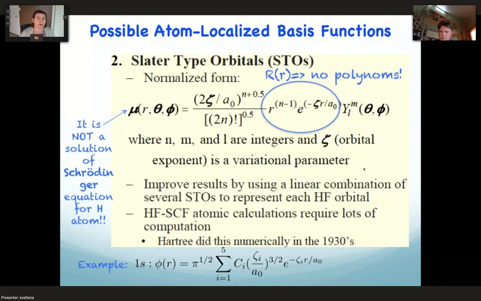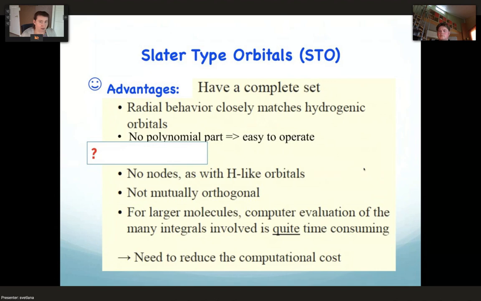Okay, so the advantages of the Slater-type orbitals. It's a complete set, which means the more the better. The more of them you introduce, the more accurate results you will get. The radial behavior is close to the actual radial behavior of hydrogen-like orbitals, the solution of the hydrogen atom. By reducing the polynomial part, you reduce the mathematical cost of doing this calculation, so it's easy to operate. However, the disadvantages: there are no nodes, which have to be present in the real functions if you really solve the Schrödinger equation for hydrogen. They are also not orthogonal anymore, and this is also really problematic for these functions.